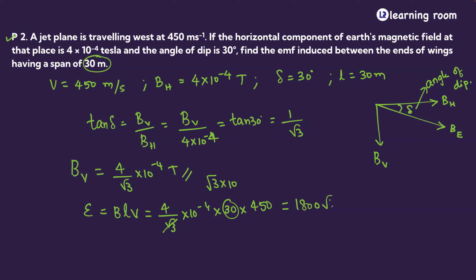So 1800 root 3 into 10 power minus 4 into 10 should be the value of the EMF that is getting induced. This can be written as 1.8 root 3 into 10 power 3 into 10 power minus 4 into 10 power 4. They both will get cancelled. So 1.8 into root 3 volt should be the answer. Is the point clear?